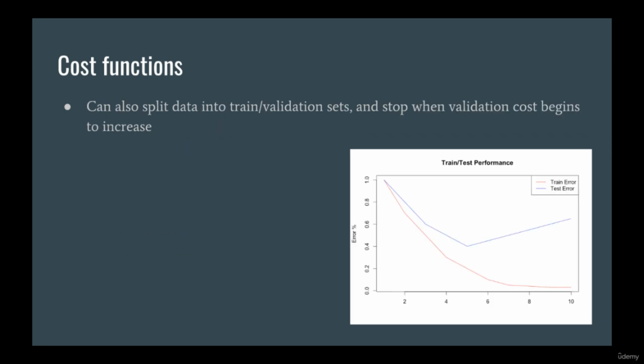An alternative is, you could use a separate validation set and stop when the validation cost increases, but that is not the focus of this lecture. Unlike the training cost, the validation cost is not guaranteed to decrease at every round, because that is not what we are minimizing with respect to.